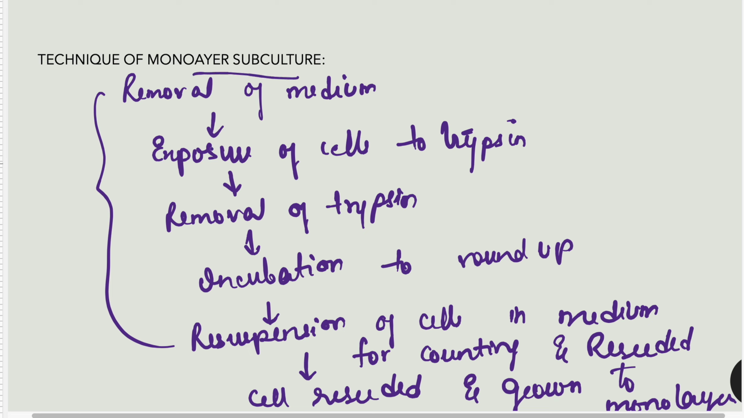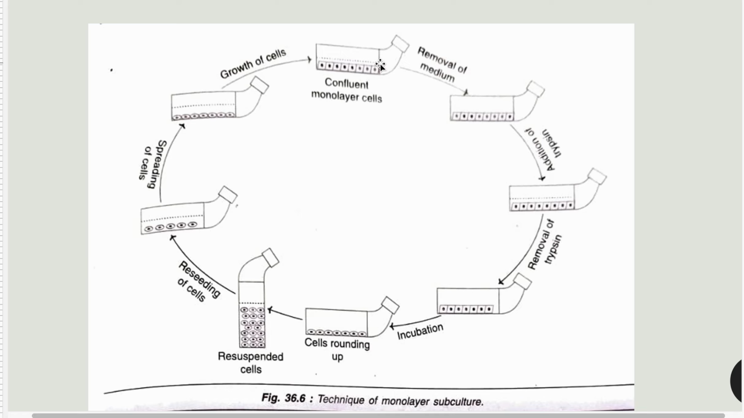First, medium is removed, then exposure of the cells to trypsin enzyme, where the trypsin breaks the attachment. After that, the enzyme is to be completely removed and the cells incubated to round up, and the resuspension of the cells is done for counting, and again the cells are reseeded in a new medium where the subculturing is done as a monolayer. Okay, this we can see in diagrammatic representation.